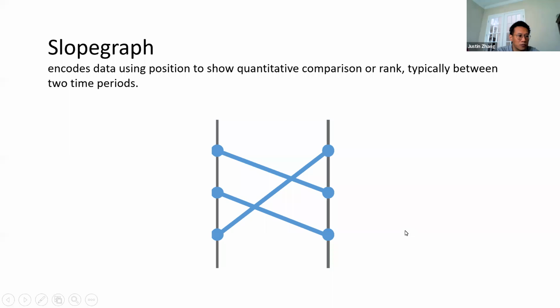Slope graph. A slope graph uses position to quantitatively compare or rank between two time periods or between two concepts or maybe between two individual entities.